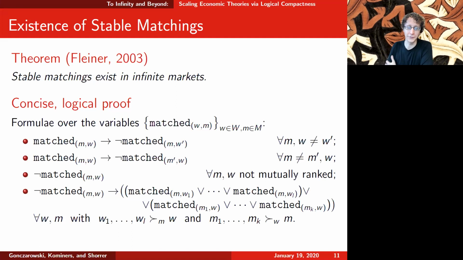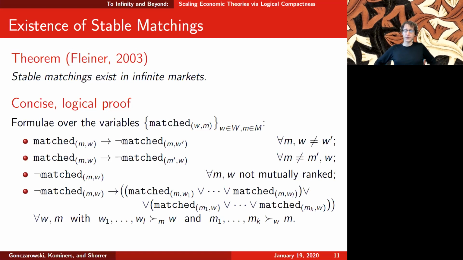And then last, here's the complicated formula. We're going to express the idea of blocking by saying: if M and W are not matched, then it had better be the case that at least one of them has a partner they prefer. So either matched M, W1 through matched M, WL for some W1 through WL that are preferred, or woman W has a partner M1 through MK that she prefers. And this is exactly where we're using the finiteness of the upper preference set, because it might be a very large formula, but it's always a finite formula so long as you have a highest choice.